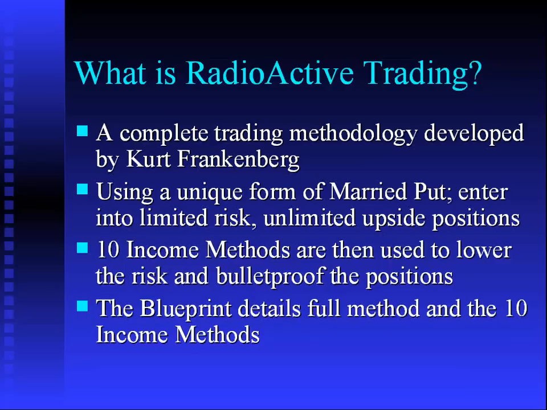Those of you who have been joining the webinars recently know that we're trying to take advantage of the axiom that every successful trader says: we want to cut our losers short and let our winners run. And that's what the basic setup of the RPM, what Kurt refers to as the radioactive profit machine, allows us to do. Now, once that is entered, he's developed 10 different income methods that can be used to lower the initial at risk and bulletproof the positions. Now, the blueprint details the full method and the 10 different income methods that can be applied onto that original setup to potentially bulletproof the position and earn extra income.